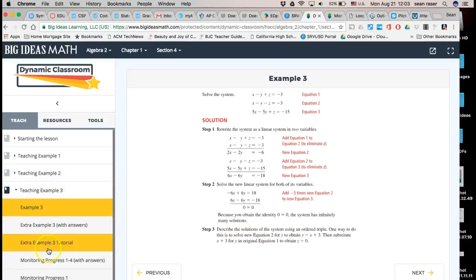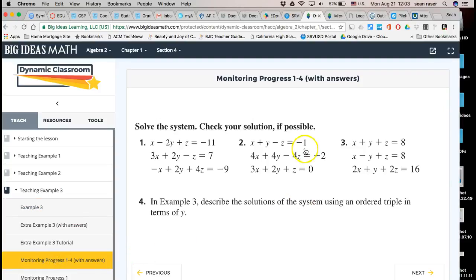So what I want you guys to do now is go ahead and solve number 2 in the text box that pops up. Just number 2. Go ahead and solve it right now.